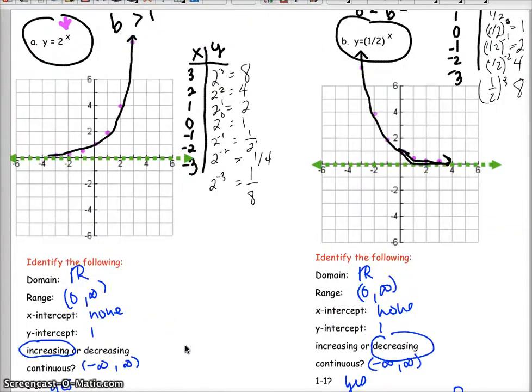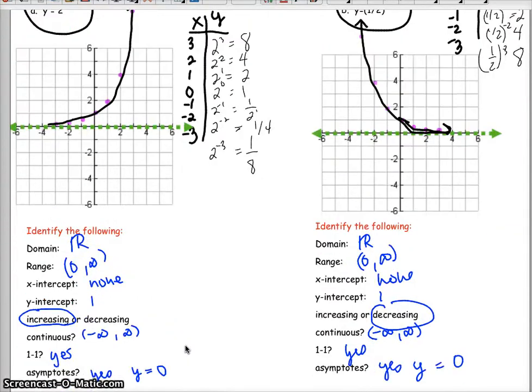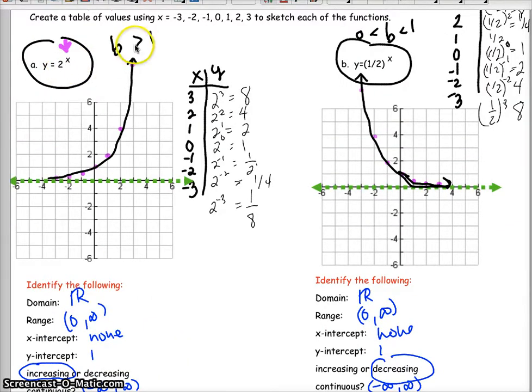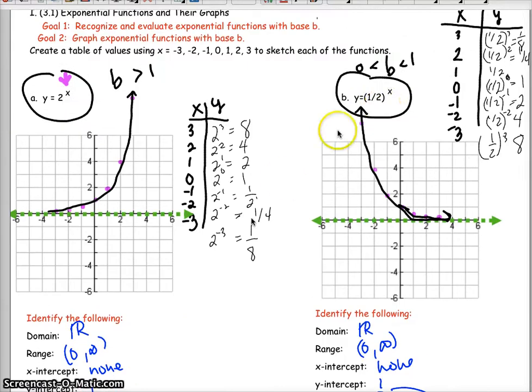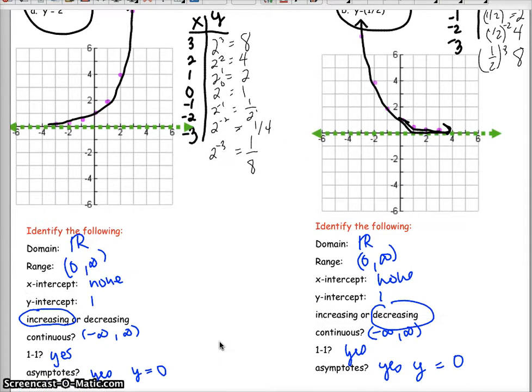Okay, ladies, let's see how you did on identifying this information. When the base is greater than 1 and when the base is between 0 and 1, notice that the domains are both all reals. The ranges are from 0 to +infinity. Neither graph has an x-intercept. Both graphs have a y-intercept of 1. They are both continuous from -infinity to +infinity. They are both 1 to 1. Remember, that's when they pass the vertical and the horizontal line test.